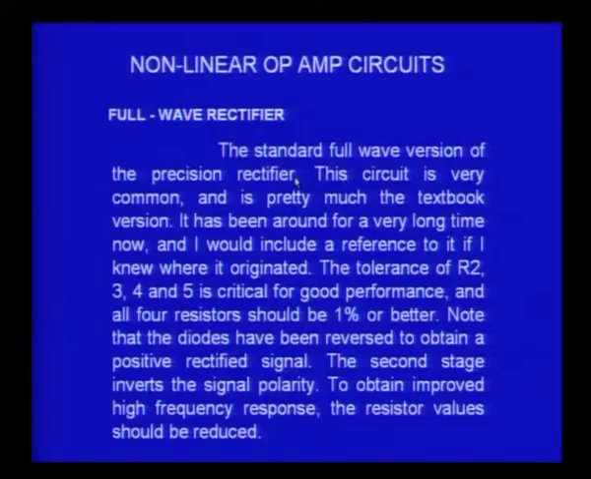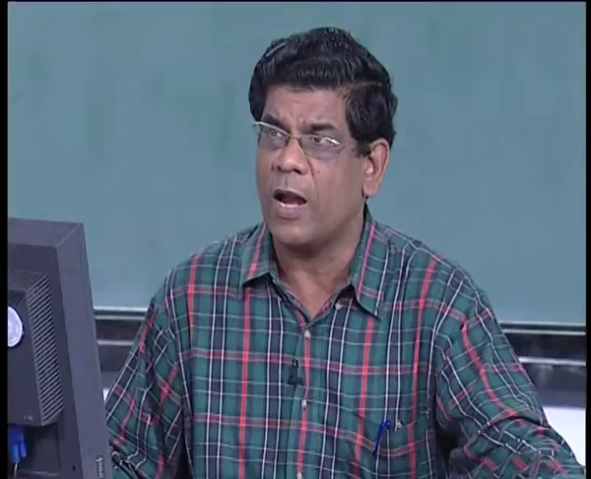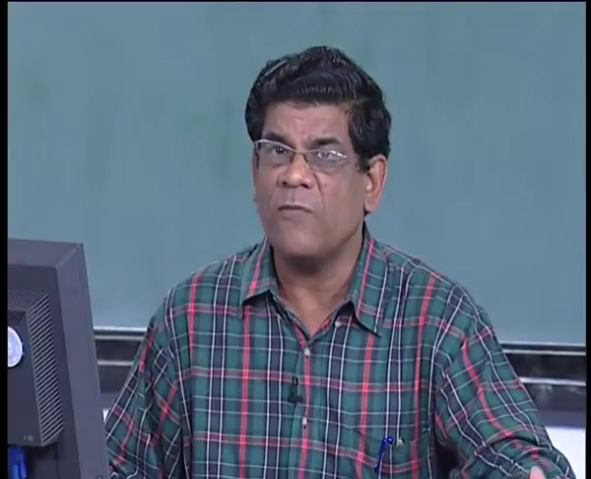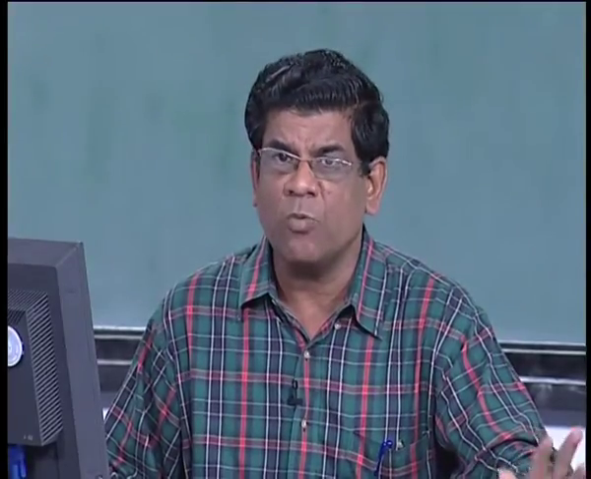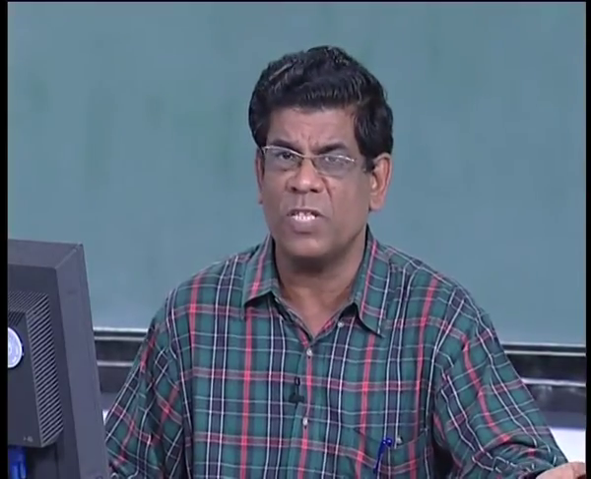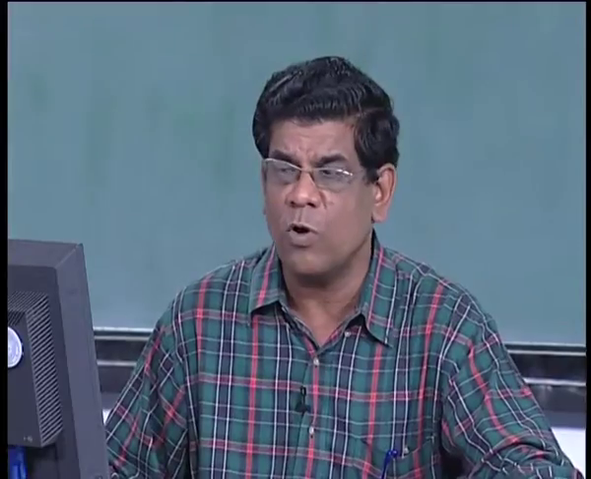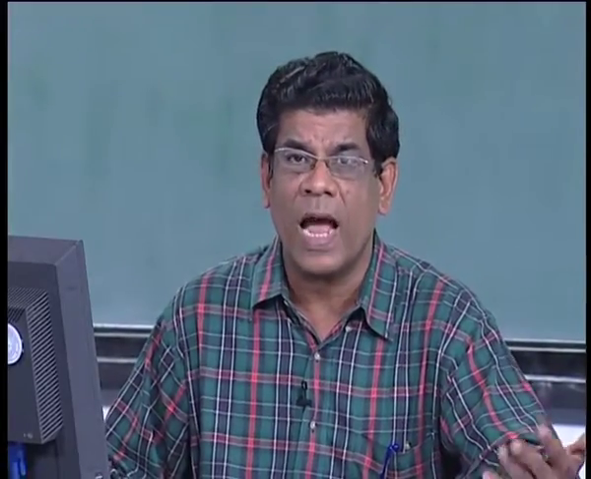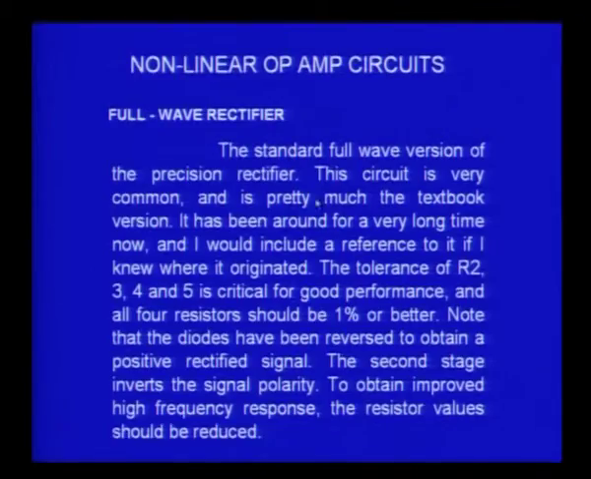This is a precision rectifier. It is called a precision rectifier because it can rectify without that cut-in voltage taking any of your voltage from the signal. It is only now 7 microvolt, which is a very small value, and therefore the diodes behave almost like an ideal diode. The circuit is very common and you find it in many of the textbooks.